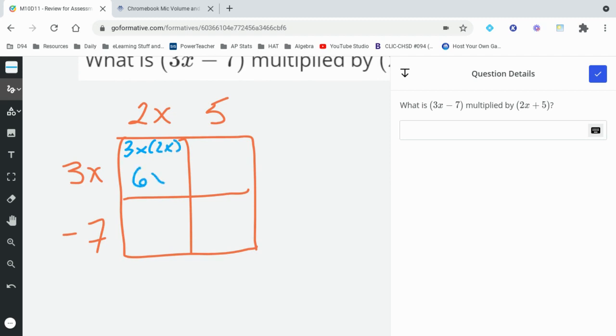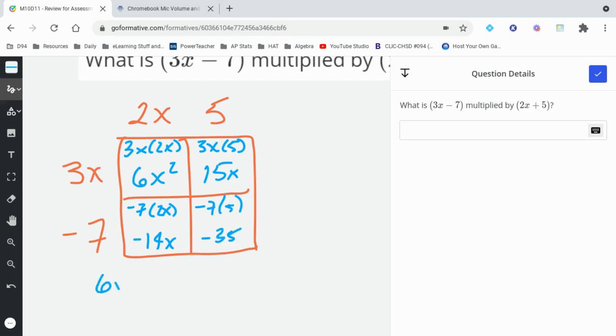So that's going to become 6x squared. This over here is 3x times 5. That's going to become 15x. And the showing of the work, in terms of writing what's being multiplied together, I'm going to leave to your teacher. I'm doing it here so that you understand where the numbers are coming from. I've got negative 7 times 2x here. So that's going to be negative 14x. And then I have negative 7 times 5. And that's going to be negative 35.